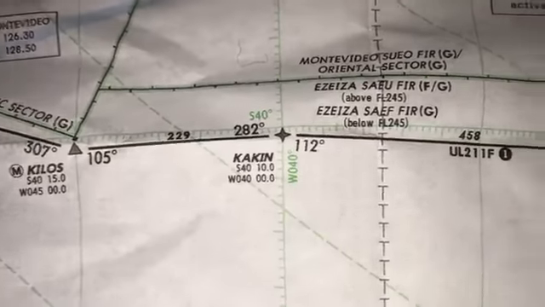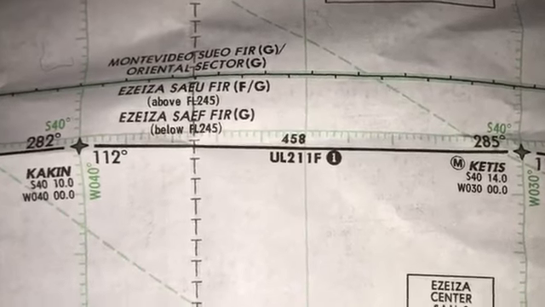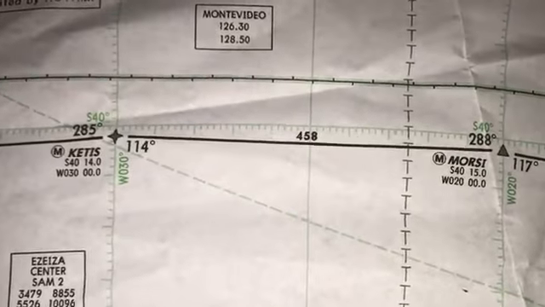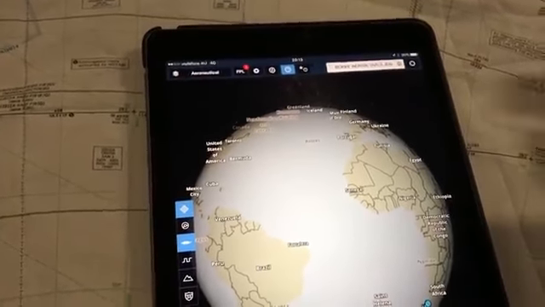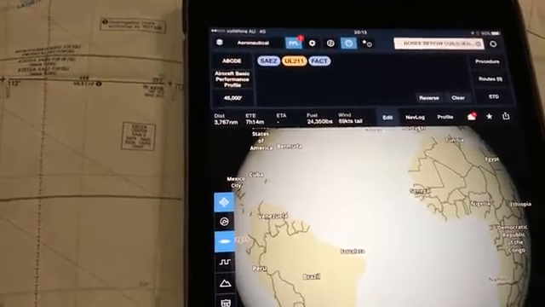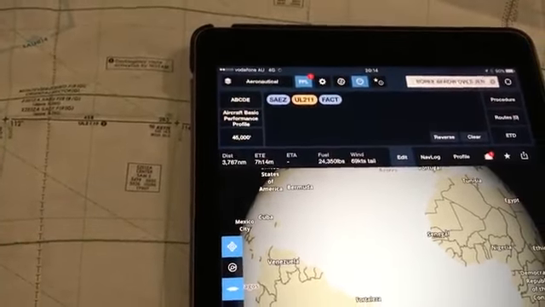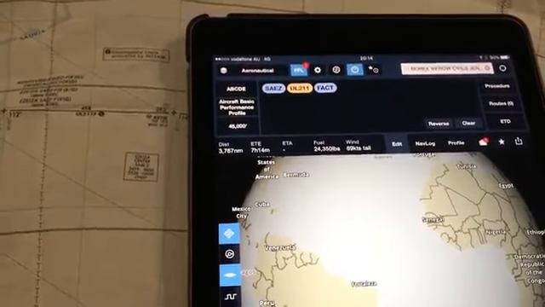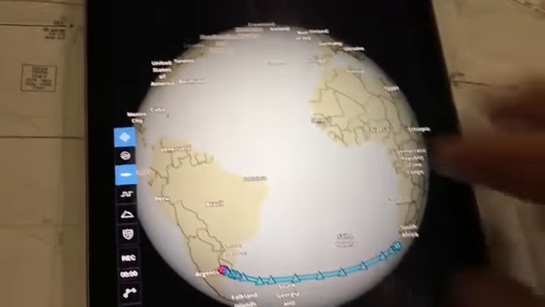Now let's have a look at some of the math that will confirm that these distances actually do match a spherical globe. And just to help visualize it properly, I've loaded up the route into ForeFlight, which is a professional flight planning app. There is the departure airport, the Upper Lima 211 route, and the destination airport FACT, which is Cape Town. So this is what it looks like on a globe.